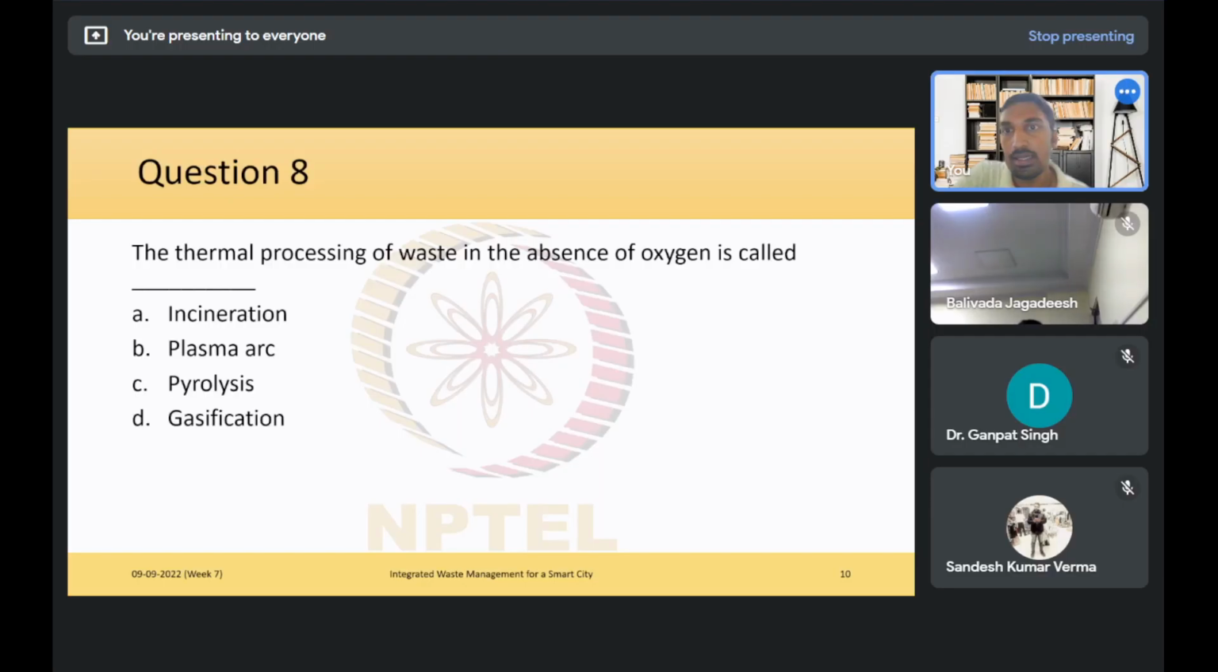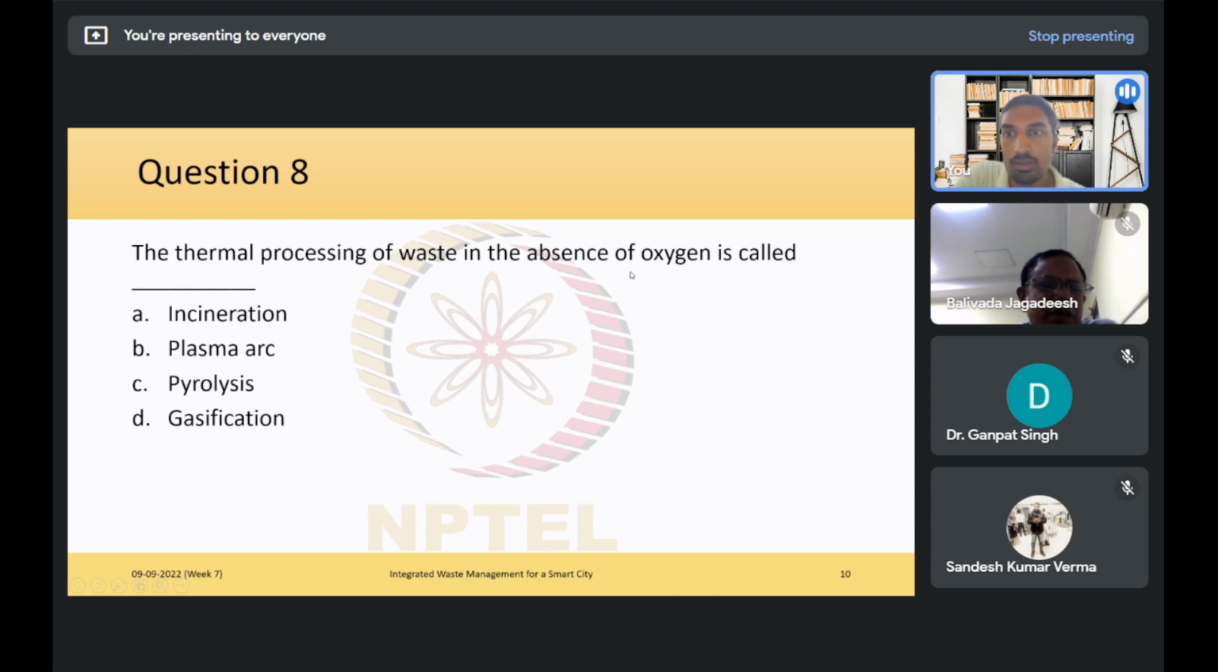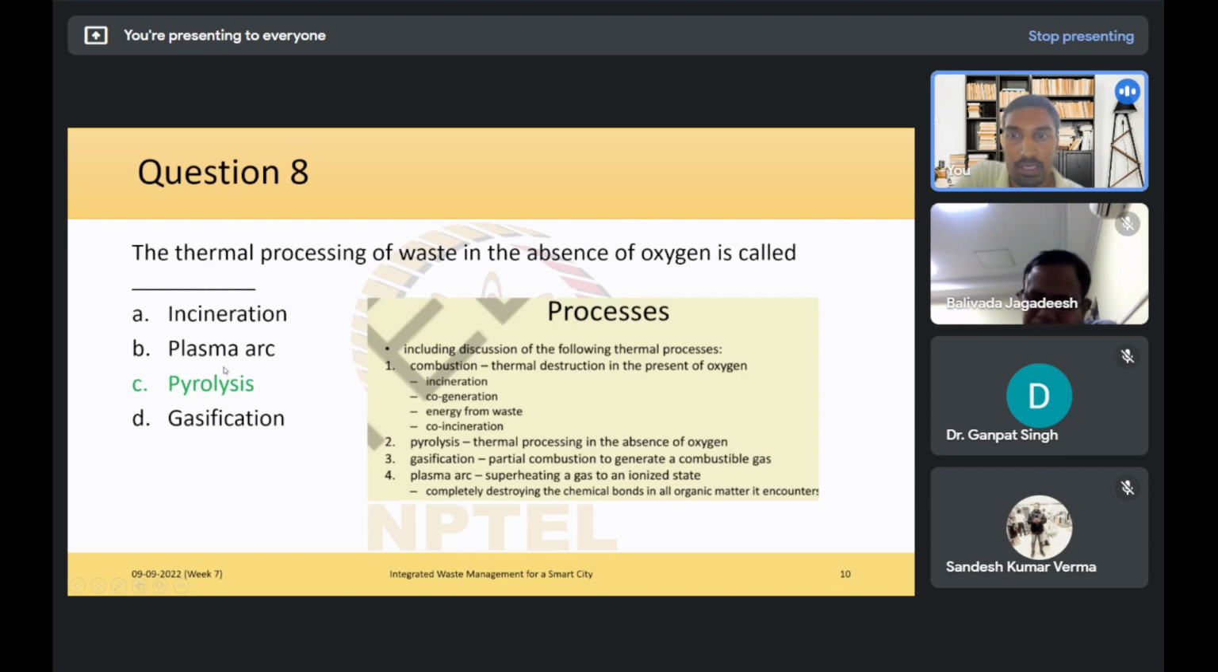Question number 8: the thermal processing of waste in the absence of oxygen is called dash. The options are incineration, plasma arc, pyrolysis, and gasification. We looked at different ways of thermally processing waste in the lectures, and all these options were covered, but here we are talking about the process where oxygen is not used. It takes place in the absence of oxygen, so the answer is option C, pyrolysis.